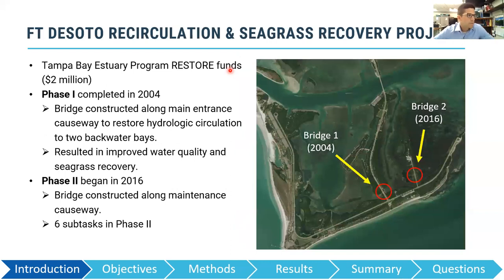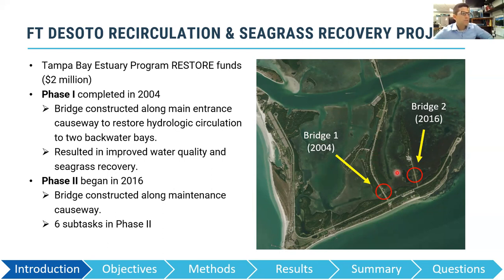Okay, so a little bit of background. The research that I'm going to be presenting here today is actually just a small part of a much larger research project called the Fort DeSoto Recirculation and Seagrass Recovery Project. The particular portion of this project that we're involved with is considered phase 2. Phase 1 started back in 2004, and that basically involved the installation of this circulation bridge in the southern portion of the bay, just to connect this western cell with the central cell. And I'll get into this in great detail later.